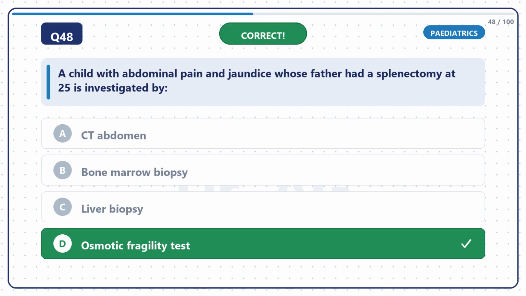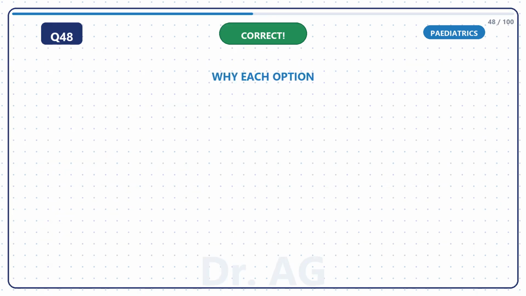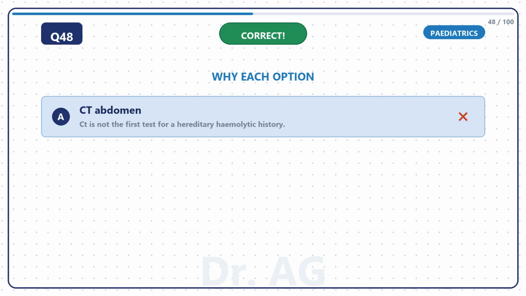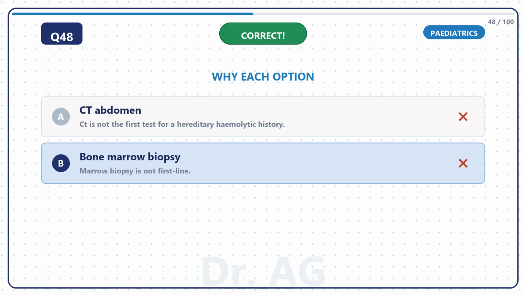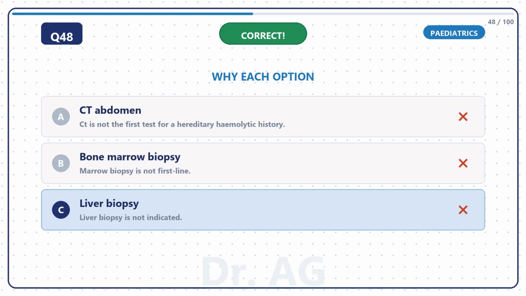The correct answer is option D. Osmotic fragility test. Let's go through the options. CT abdomen. CT is not the first test for a hereditary hemolytic history. Bone marrow biopsy. Marrow biopsy is not first line. Liver biopsy. Liver biopsy is not indicated.